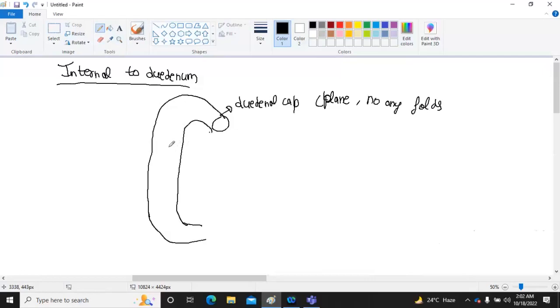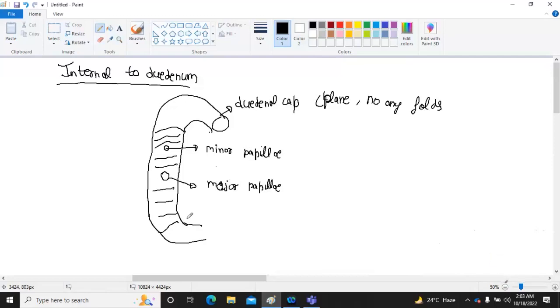In second part, there are many things. First, 1 and 2. What are these? These are the papillae. This is minor papilla. These are basically openings, just openings. We call it papilla. This is major papilla. Done. And one important thing here, we have circular folds of duodenum. Many circular folds are present in this region. Here these are not much prominent, but later they are prominent. They are very prominent in the jejunum, and then in the ileum they decrease again.